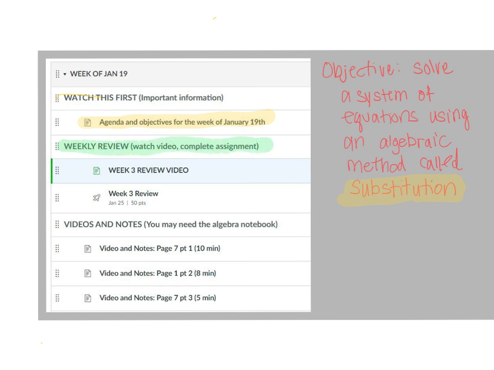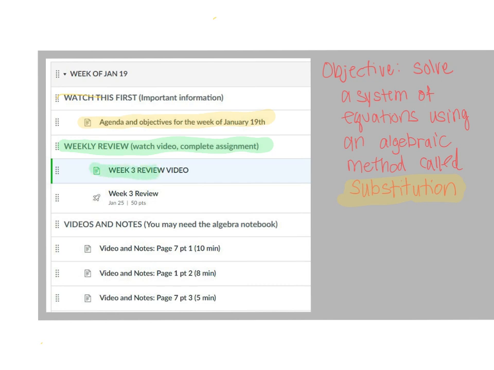And that weekly review is most beneficial to be done before you start the video and notes for this week, because it reviews for us how to solve an equation for a specific variable, which is a skill that we're going to need to use for substitution.